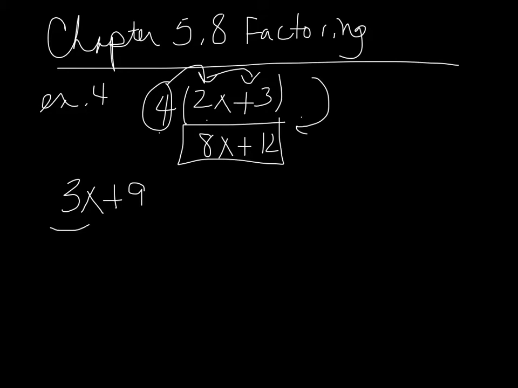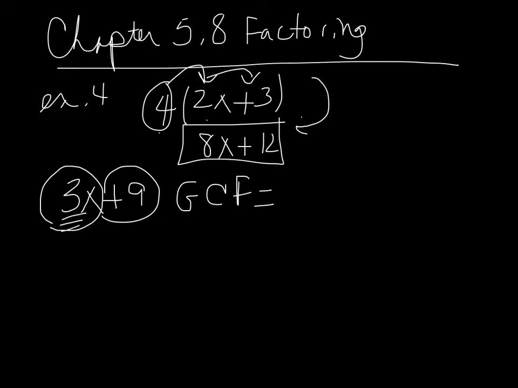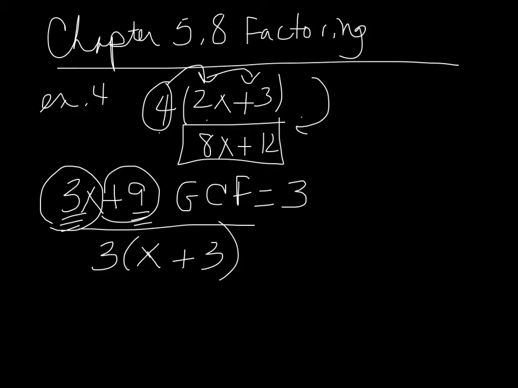Well, there are 2 terms here, and what do they have in common? Well, the GCF is 3, because I can pull out a 3 here, and I can pull out a 3 here. So the GCF is 3. So I'm going to pull that out, and put these in terms of x plus 3. And if you do that, that's the answer.